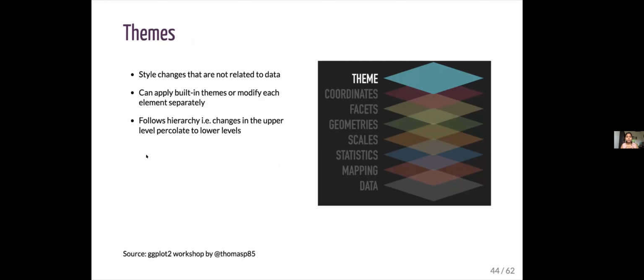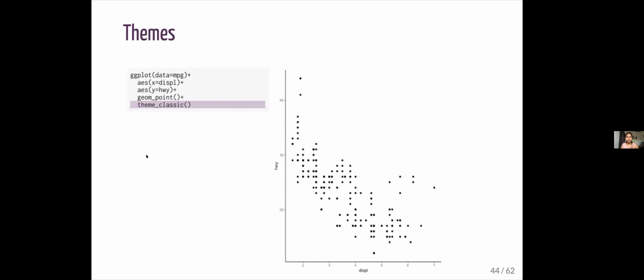You can apply built-in themes or modify each element of your plot separately. And it follows a hierarchy, so changes in the upper level will percolate to lower levels. So for example, in this plot, this is our same highway displacement plot. I have applied, and you can add this again using a plus sign, theme classic.